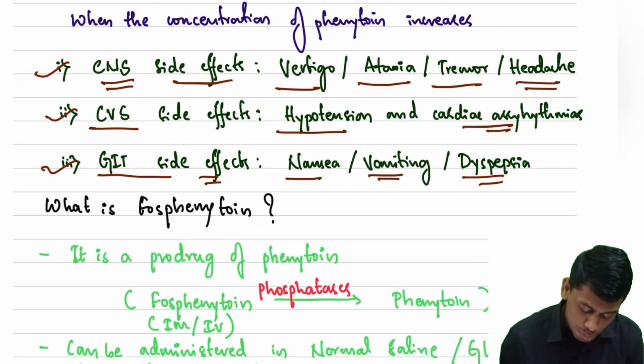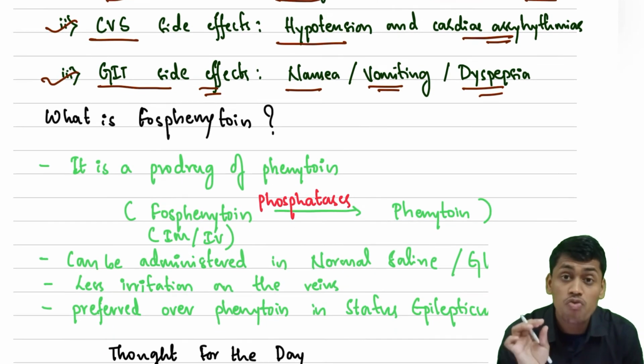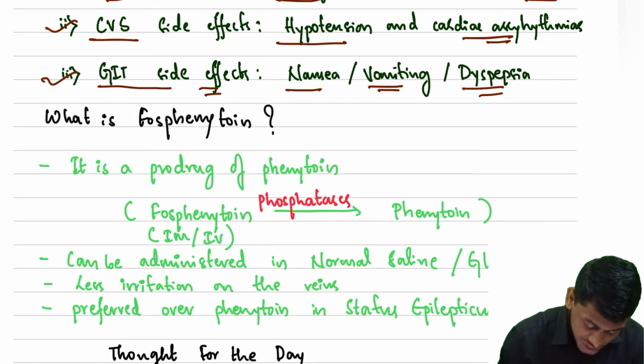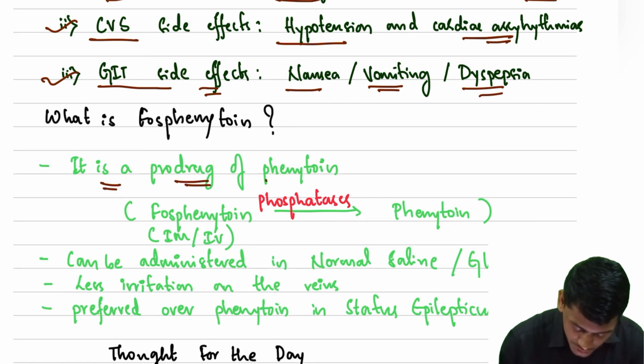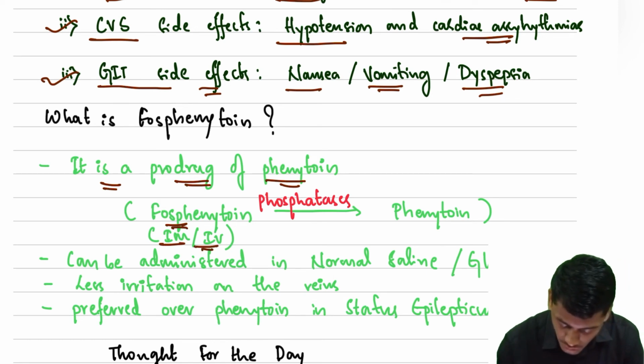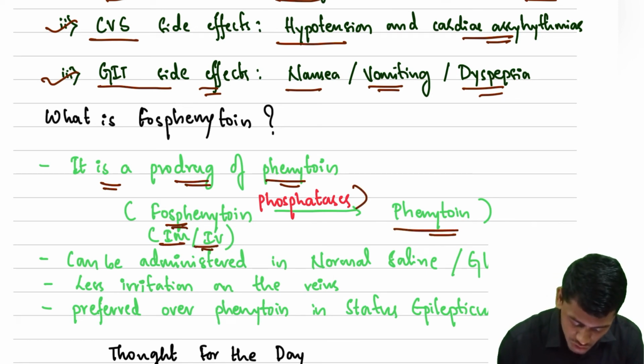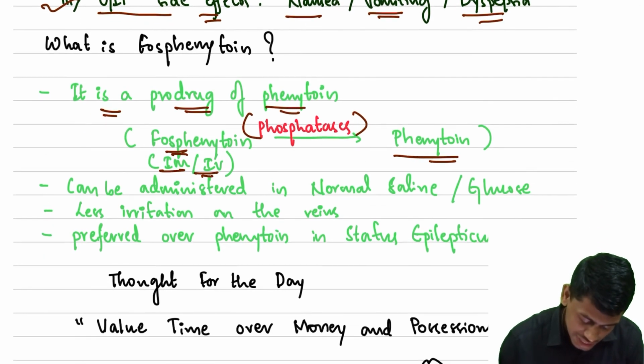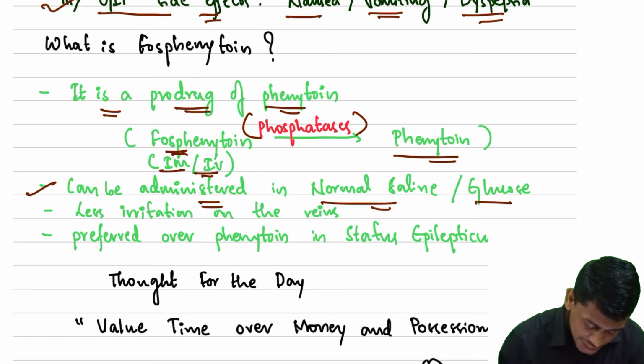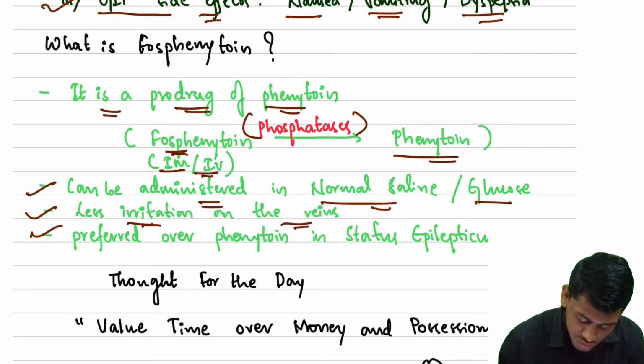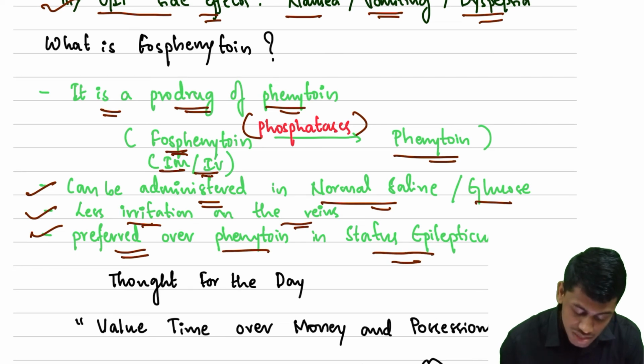Then we have another important question: what is fosphenytoin? Fosphenytoin is a prodrug of phenytoin. It can be given either IM or IV, and it is converted into phenytoin in the body by phosphatases. Another important thing is that it can be administered in either normal saline or glucose, and comparatively it has less irritation on the veins compared to phenytoin, and it is preferred over phenytoin in status epilepticus.